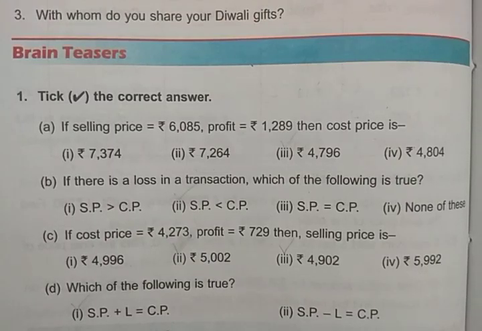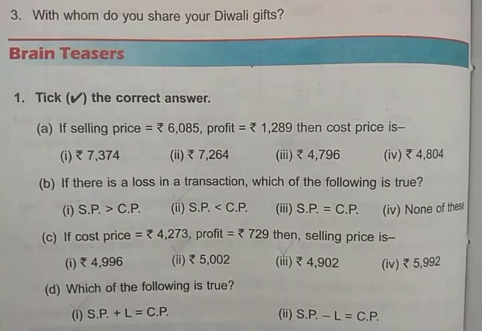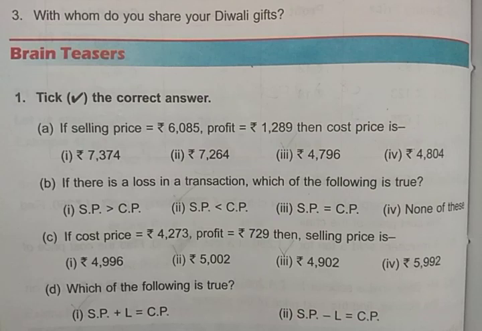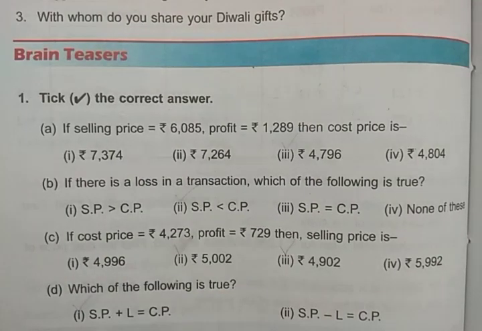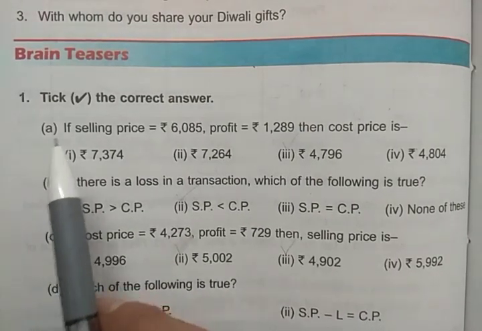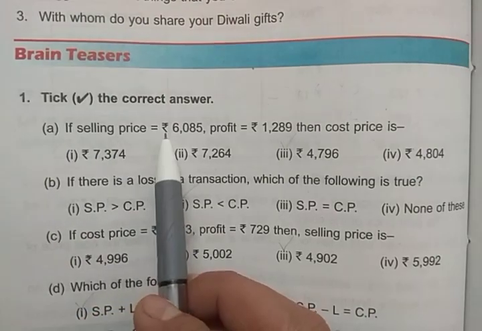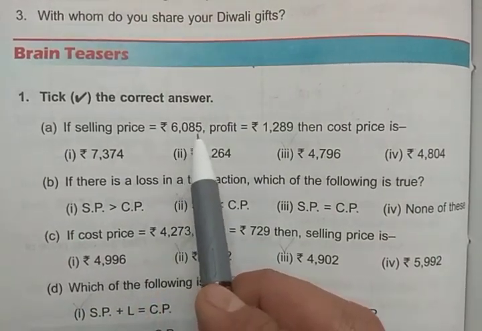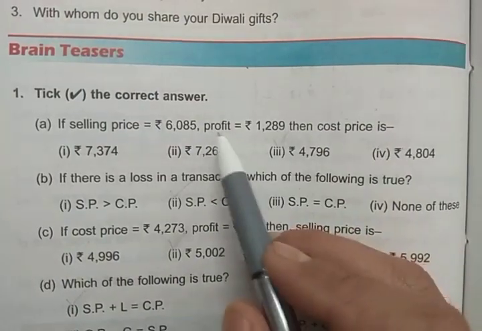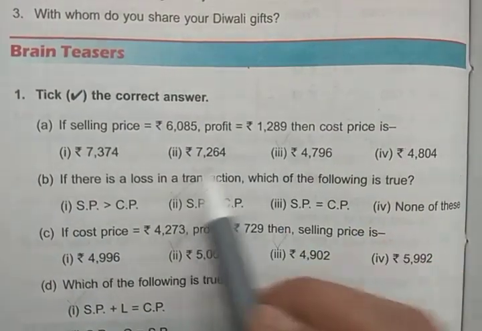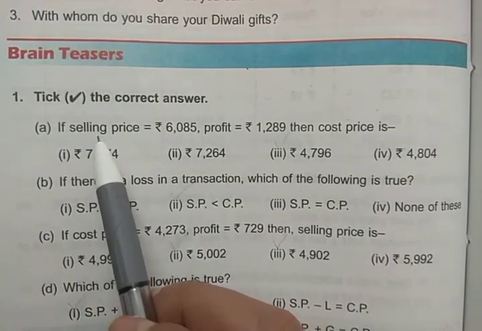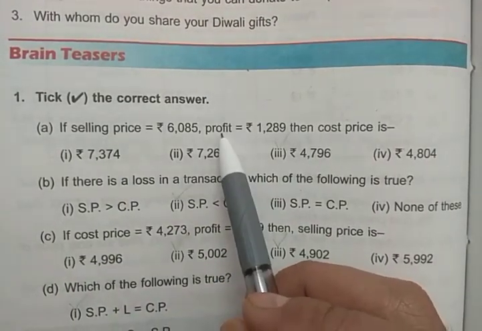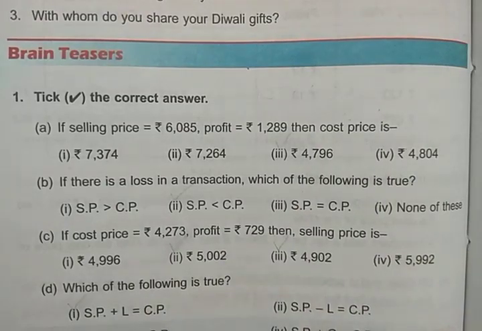Hello students, today we will start with the brain teasers of Unit 11, that is profit and loss. The first question is, tick the correct answer. If selling price is equal to 6,085 rupees and profit is 1,289 rupees, then cost price is... Here selling price is given, profit is given, and you have to find out the cost price.